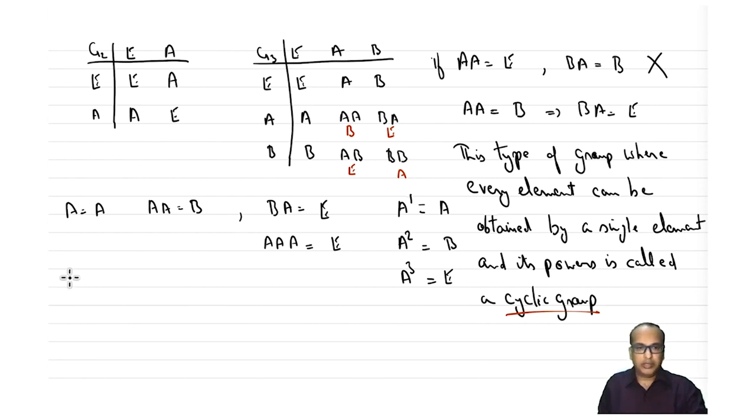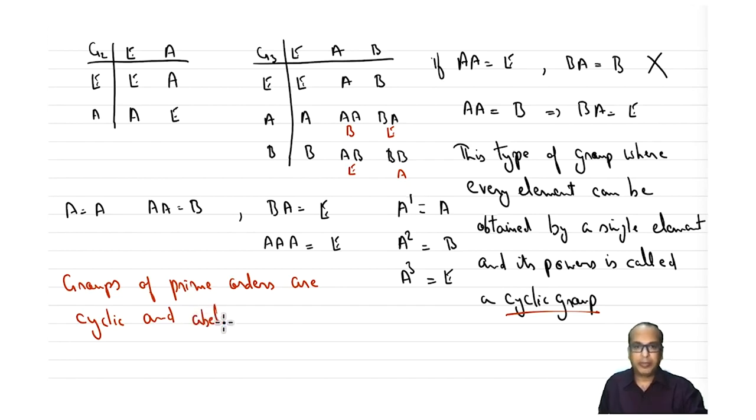Also, it is important to see, and you can verify this yourself, groups of prime orders, where h is equal to 2, 3, 5 and so on, are cyclic and abelian. Abelian we have learned earlier, cyclic we have learned today. So groups of prime orders are cyclic and abelian for all such groups. Okay, so I think it's time to wrap up this part, the group multiplication table.